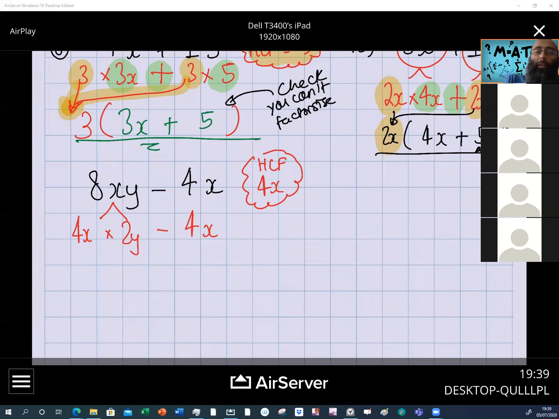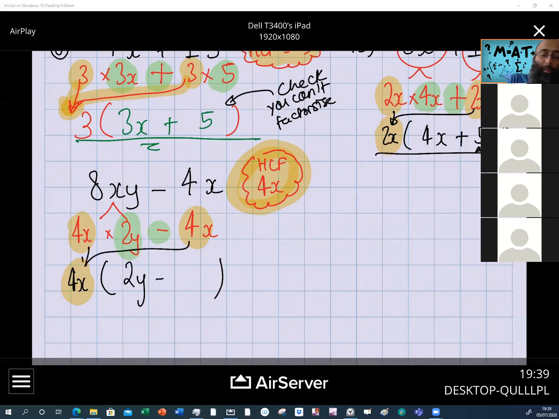Okay, lovely. So what we're going to pull out now, we're going to pull out the what? 4x. The 4x, which is called the what? Highest common factor. Okay, very good. Now what do we have left over? 2y. And? Minus 4x. Okay, right. No, minus 4x, come out, don't forget. Okay, now, I'm going to stop there for a moment.